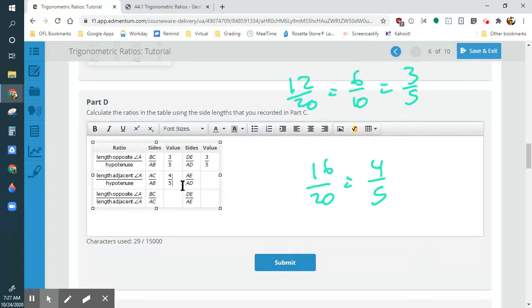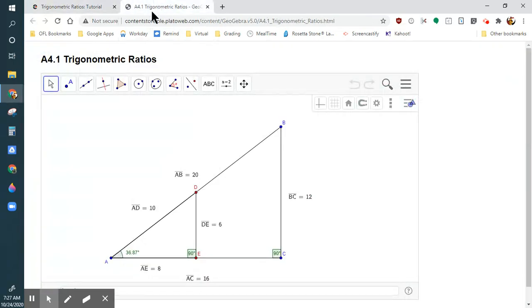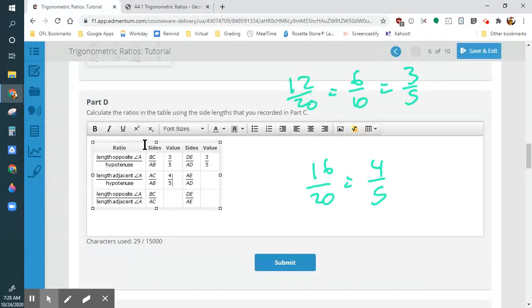Of course, we already know it's going to be proportional, but we can take a look at it anyways. We're going to be looking at 8 over 10, and again, that reduces to 4 over 5. So I'm just going to borrow my answer that I already have here. Control C, Control V.